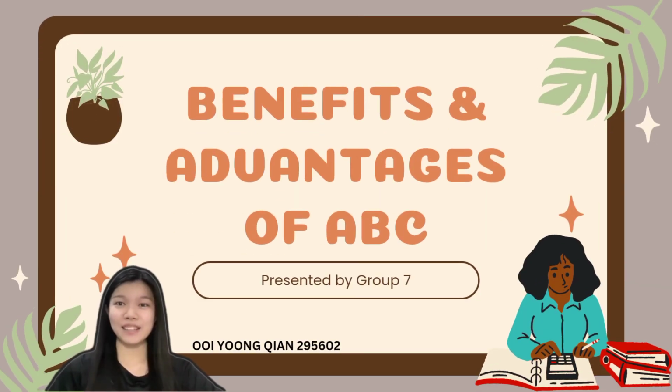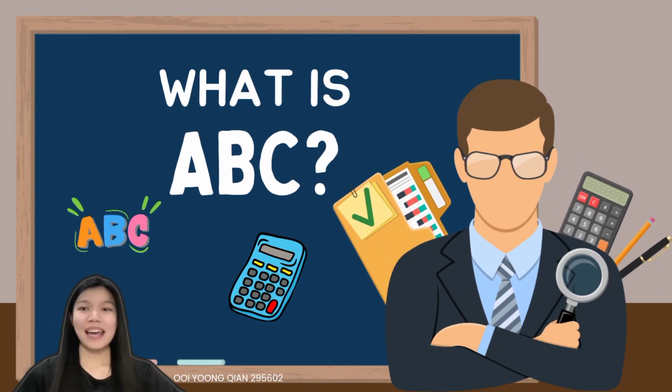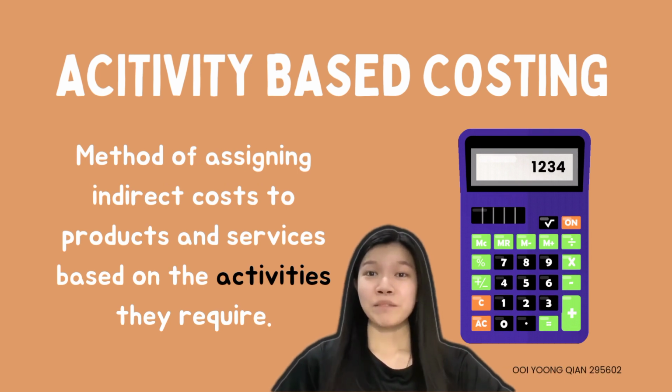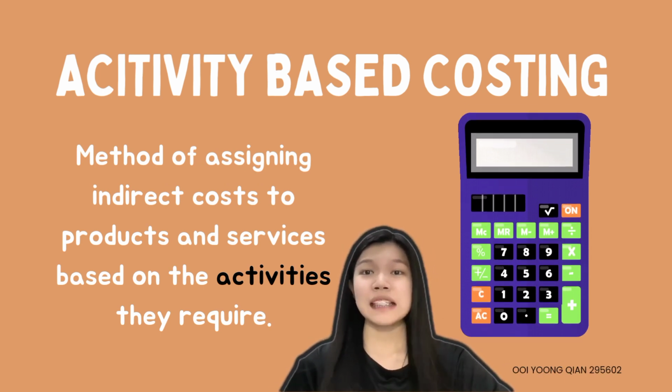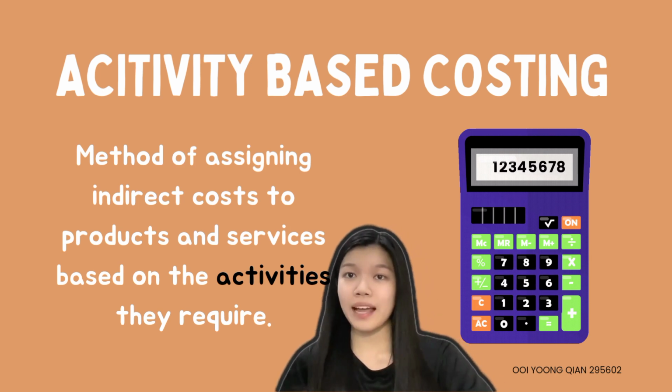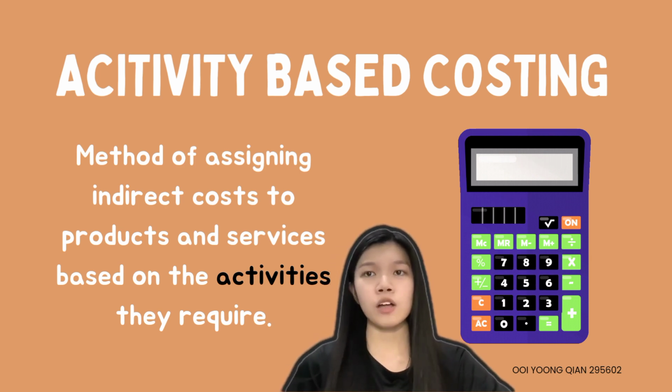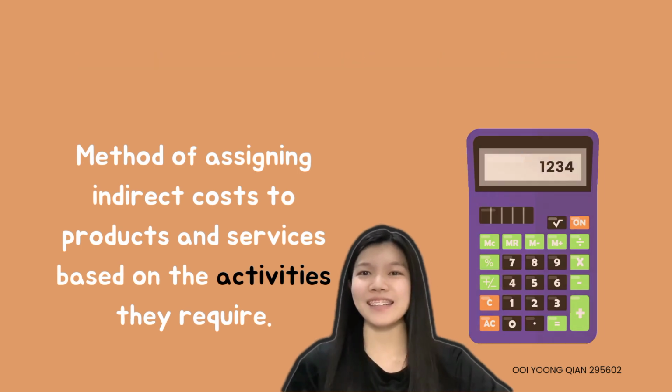Advantages of activity-based costing, presented by Group 7. First and foremost, let's have a look at what ABC is. ABC, in full name activity-based costing, is a method of assigning indirect costs to products and services based on the activity they require.